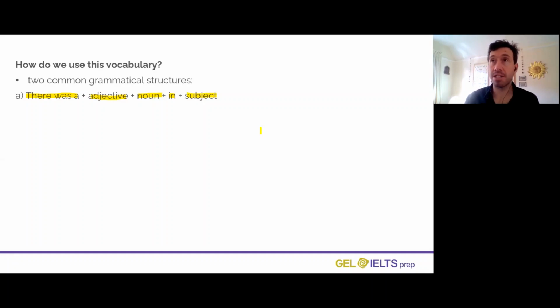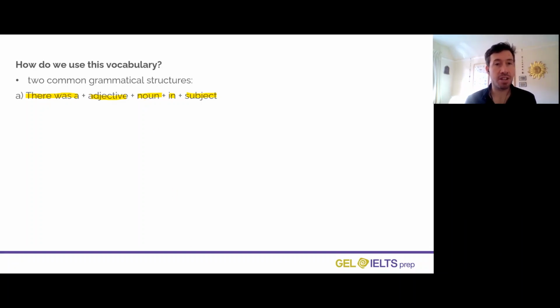So if the graph is talking about the number of drivers, then the subject would be the number of drivers. If the graph is talking about the amount of oil in a country, then the subject would be the amount of oil in a country. And we'll see here, it's important to notice that we've got adjective and noun. So when we looked at that vocabulary before, we could take the adjective from there, put it in here and take the noun and put that in there to describe it.